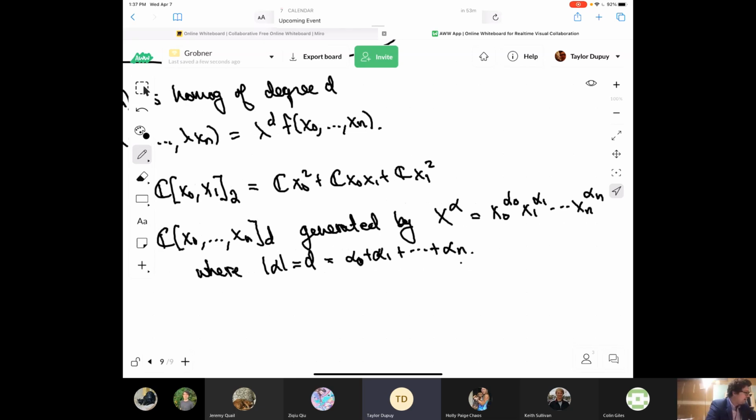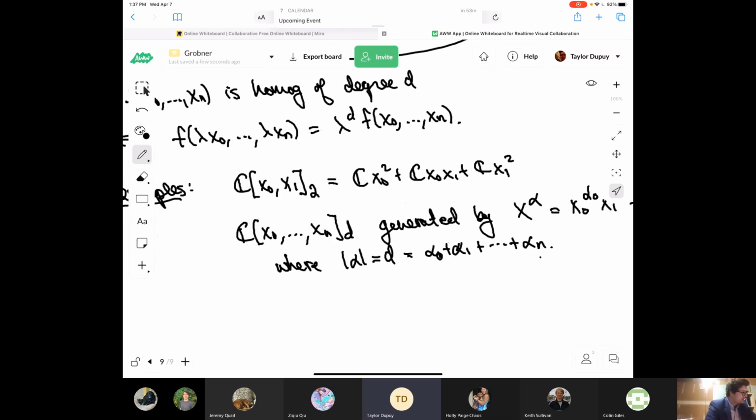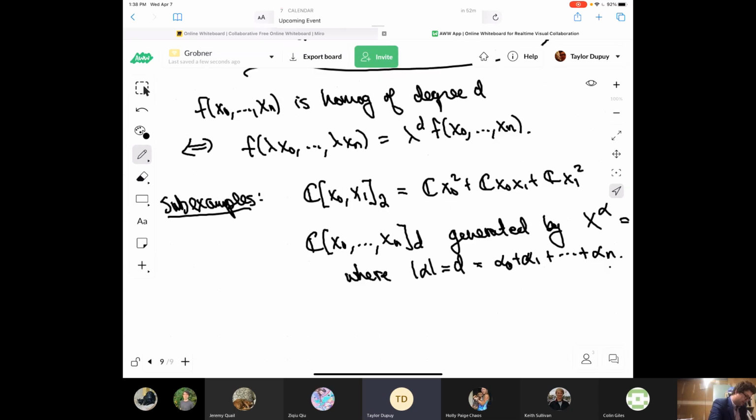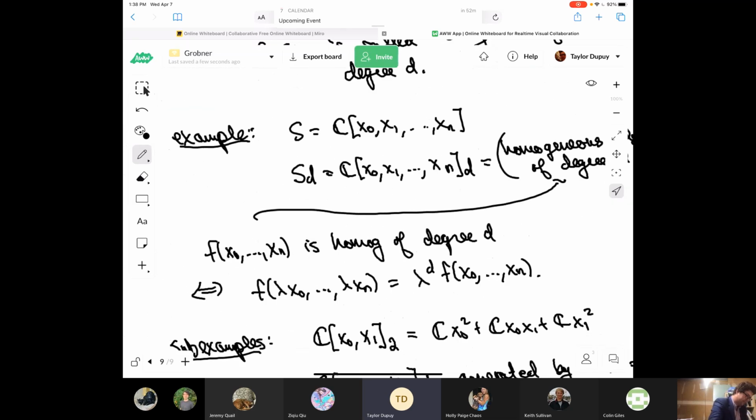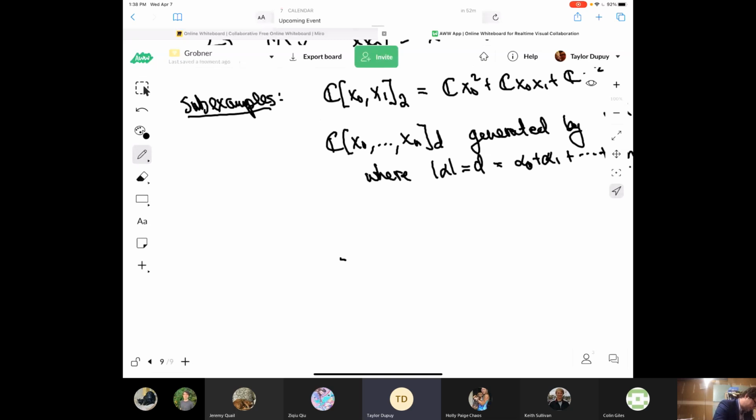Okay, so this is a good example. So how do we get more examples? So there's a thing called a homogeneous ideal. Okay, so a homogeneous ideal, definition. Okay, so let S be a graded ring.